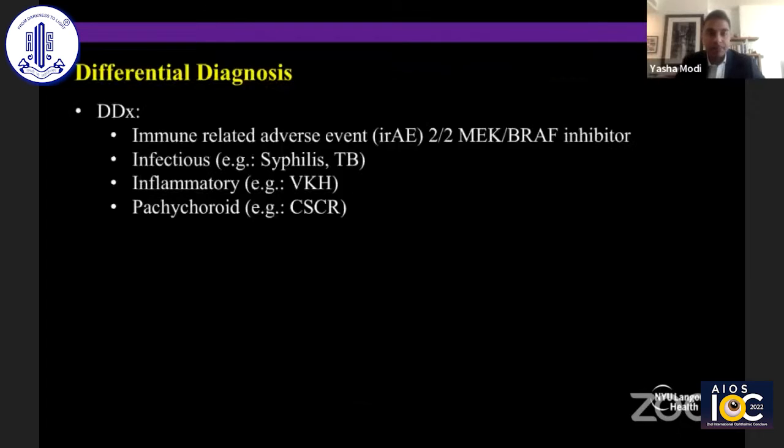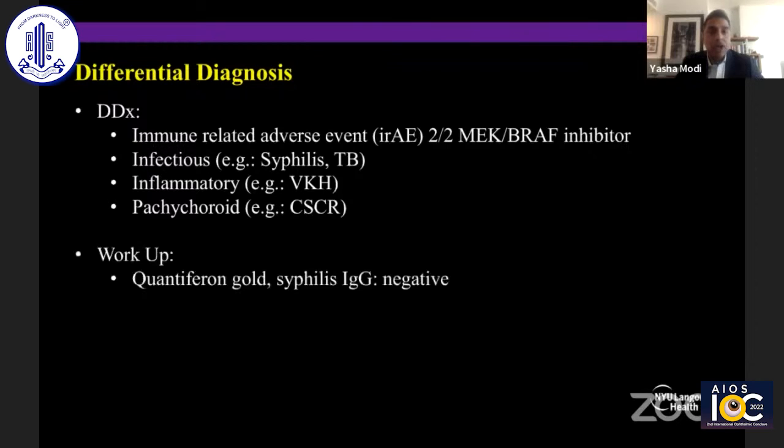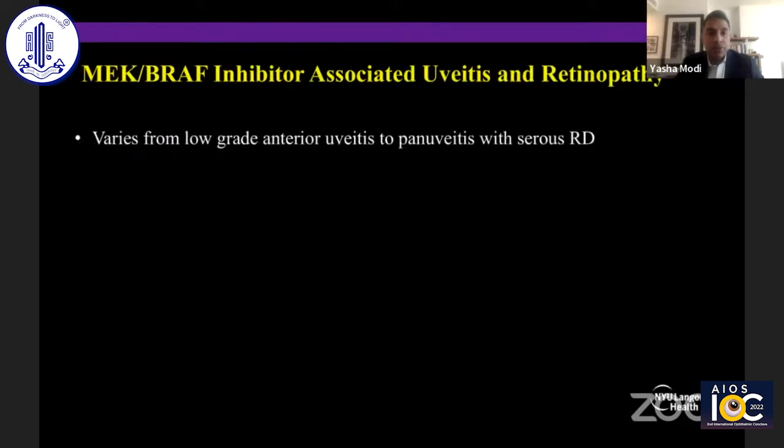And so if we wanted to be comprehensive, we could create a differential diagnosis that really includes immune-related adverse events, secondary to MEK or BRAF inhibition. We could include infectious etiologies or inflammatory etiologies, but I would argue we can exclude CSC in this because of the absence of the pigment epithelial detachment. And it's one of the notable reasons for why that probably should not be on the differential diagnosis. And then we checked a quantiferon and a syphilis, which were both negative.